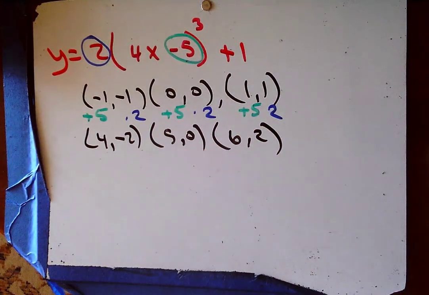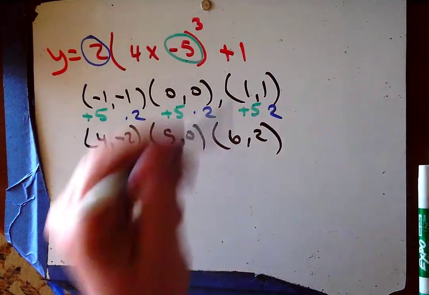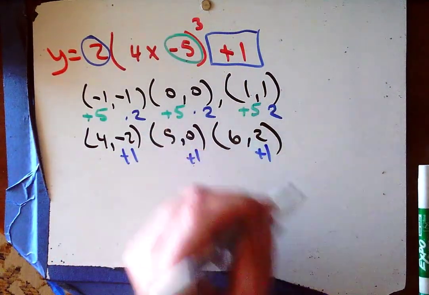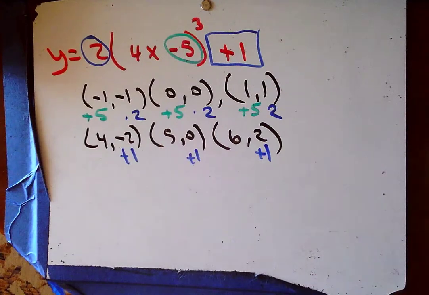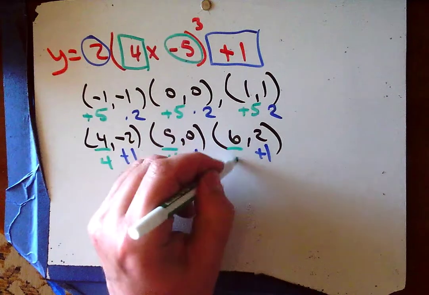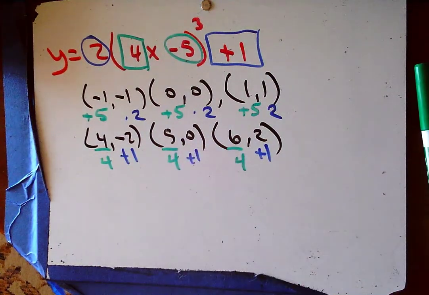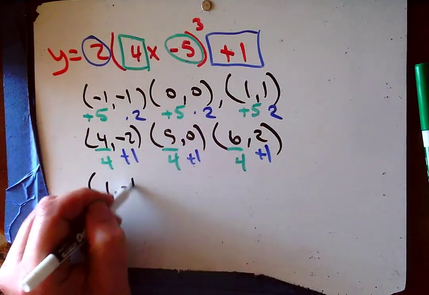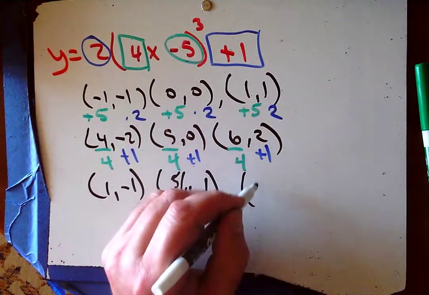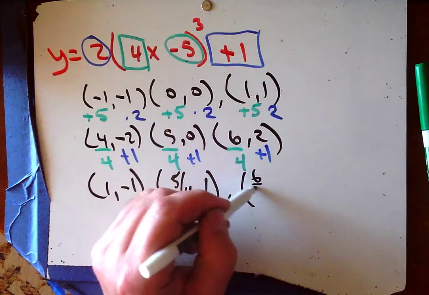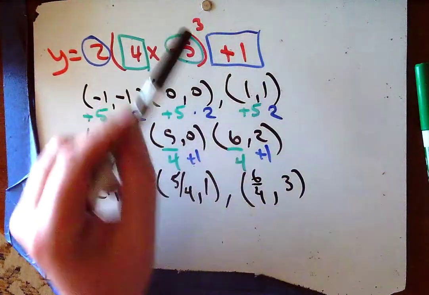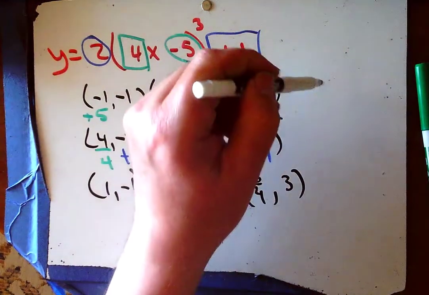But wait, there's more transformations to do. I still need to add 1 to all the y's. And I need to come back and divide all the x's by 4. And so the points on my graph are going to be (1, -1), (5/4, 1), and (6/4, 3), or (3/2, 3). It's still got the shape of y equals x to the third. Remember that shape.